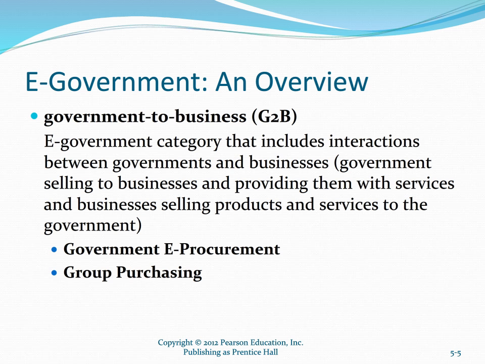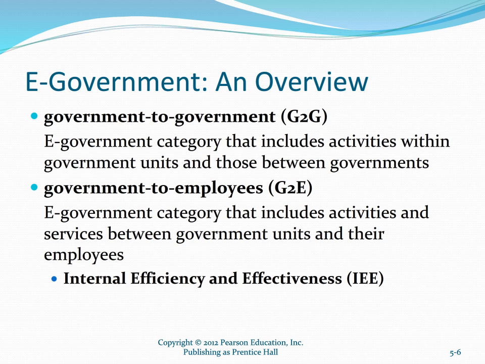Still other examples of e-government include government to government, or G2G, an e-government category that includes activities within government units and those between governments. So for example, the U.S. government may conduct transactions selling military equipment to a foreign government. Internally, you may have different departments within the U.S. government conducting transactions between themselves, or different levels of government. Say, for example, a local municipality and a state government might exchange land for some reason.